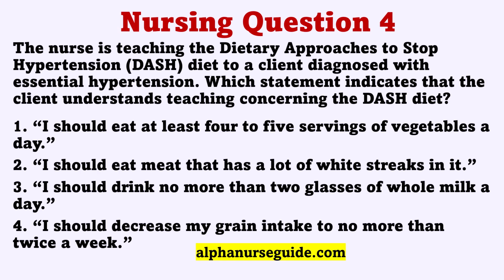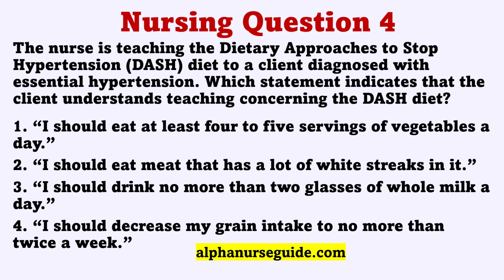The nurse is teaching the Dietary Approaches to Stop Hypertension diet to a client diagnosed with essential hypertension. Which statement indicates that the client understands teaching concerning the DASH diet? 1. I should eat at least 4 to 5 servings of vegetables a day. 2. I should eat meat that has a lot of white streaks in it. 3. I should drink no more than 2 glasses of whole milk a day. 4. I should decrease my grain intake to no more than twice a week.